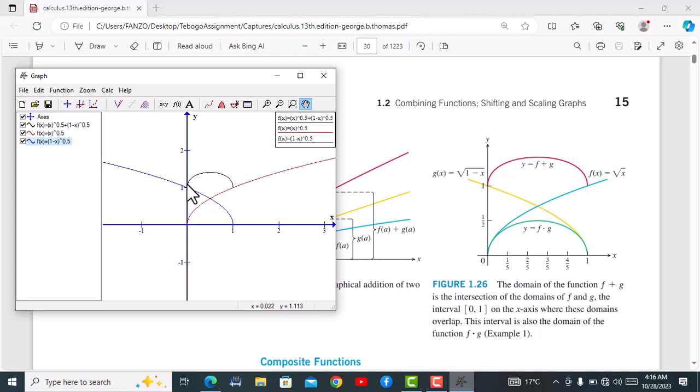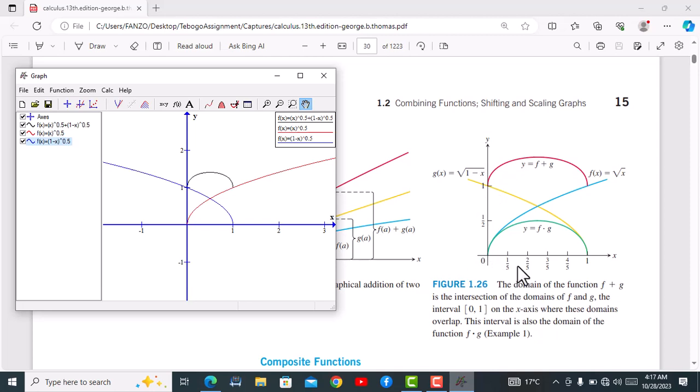Look here. Look what is happening here. When x is 0, y is 1. We are therefore saying the domain of f and g is the interval 0 to 1. So when x is 0, y is 1, right, on the x-axis where these domains overlap. Very important. Now let us look here.